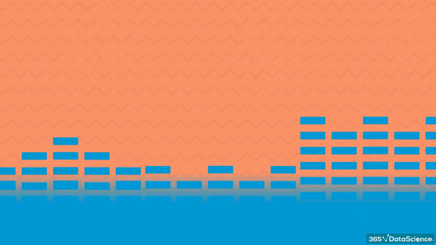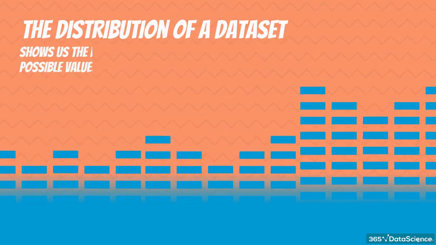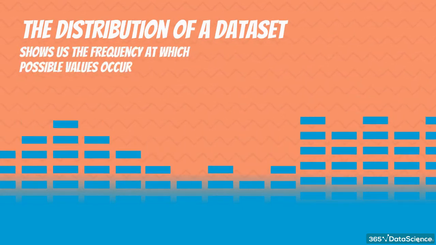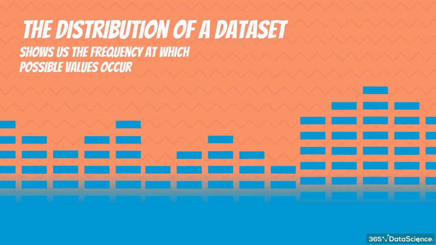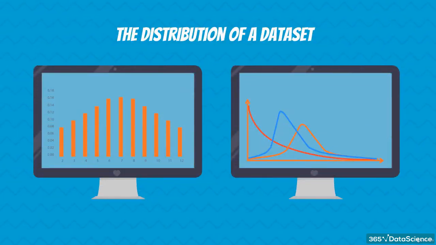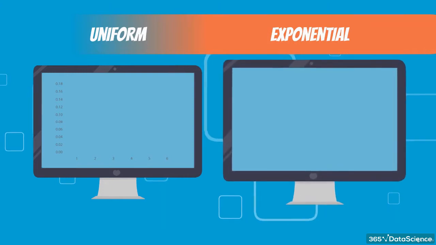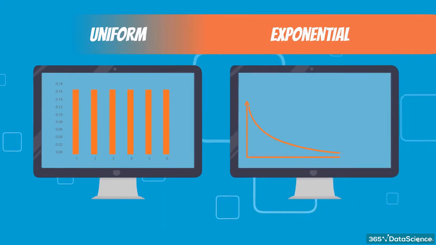Okay, here we go. So far, we learned that a distribution of a dataset shows us the frequency at which possible values occur within an interval. We also said that there are dozens of distributions. Experienced statisticians can immediately distinguish a binomial from a Poisson distribution, as well as a uniform from an exponential distribution in a quick glimpse at a plot.